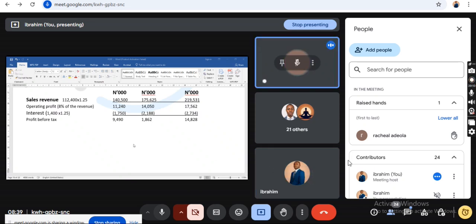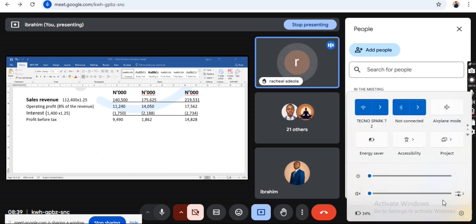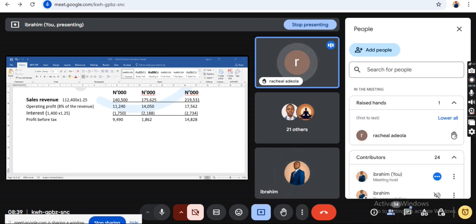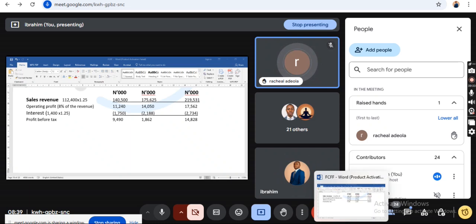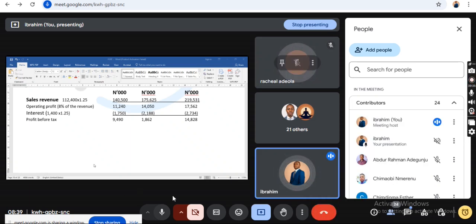Yes, sir. Good morning, sir. Hello, can you hear me? Yeah, I can hear you. I thought you said we are using free cash flow to the equity, sir. Before you calculate free cash flow to the equity, sure, you will get profit before tax. Yes, sir, that's true, sir. Well done. So if you want to calculate free cash flow to the equity, you have to calculate profit after tax. When you get your profit after tax, then you can apply the principle.